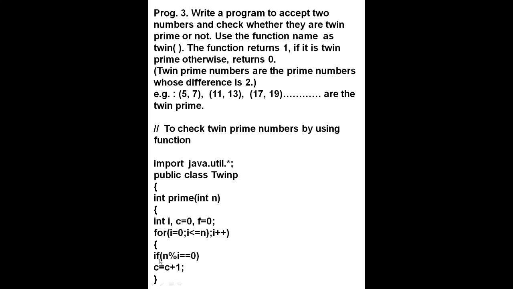Curly bracket start, if n, now the number divided by i. Suppose i is equal to 0, if it is divided by 0 equals 0. If the remainder becomes 0, then c is equal to c plus 1. The count of factors will be stored here.